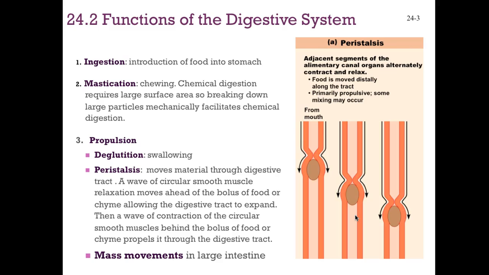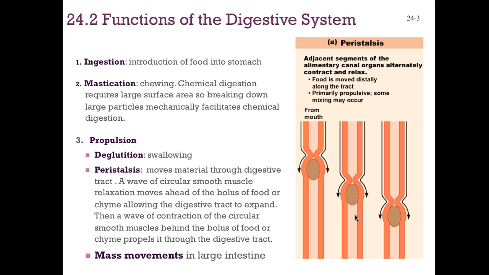So what are the functions of our digestive system? One of the functions is ingestion, of course, bringing that food into our stomach. Two is mastication, which literally means chewing. We are going to masticate by chemical digestion, and we want a large surface area to break down large particles. And then mechanically, we are using our muscles to break the food apart. That will help with that chemical digestion.